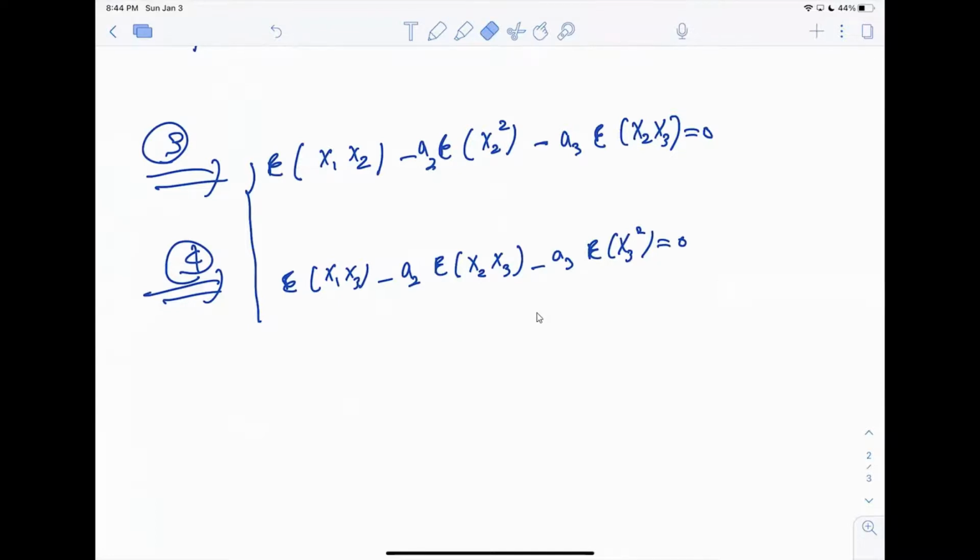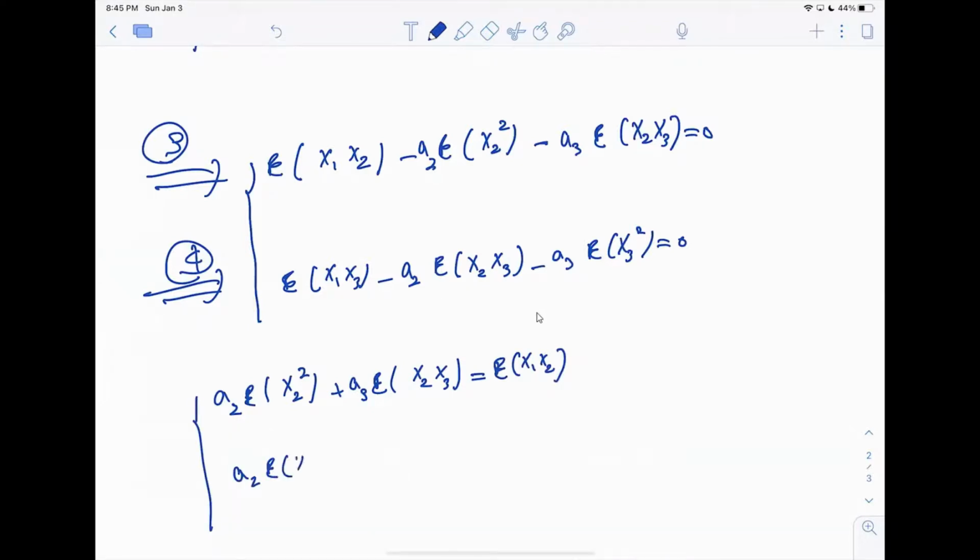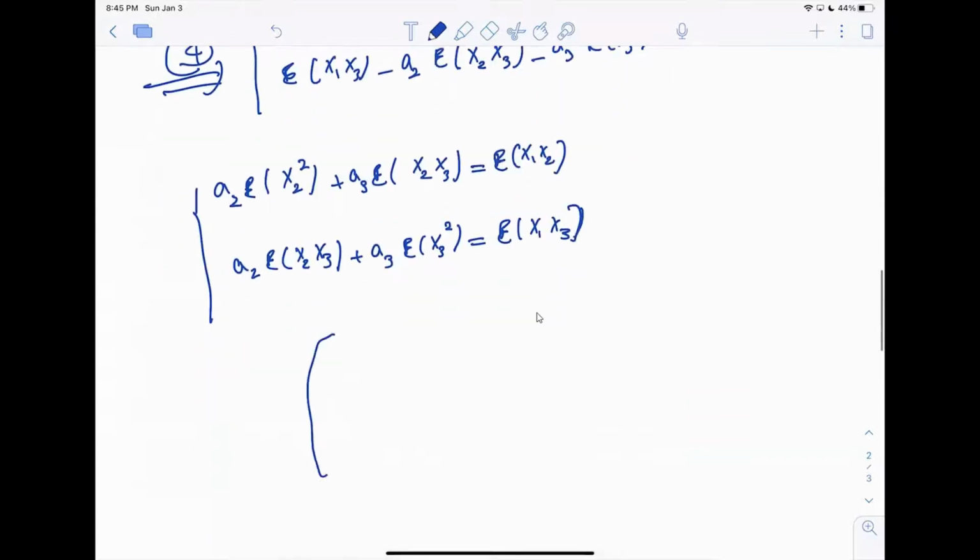Now you are capable of formulating your MMSE problem in 2 different ways. Let's expand on this problem a little further. We move the term that doesn't have a2 or a3 to the right-hand side, and then multiply everything by a negative sign to make everything positive. So you get a2 expected value of x2 square plus a3 expected value of x2 x3 is equal to expected value of x1 x2. Now here you get a2 expected value of x2 x3 plus a3 expected value of x3 square equal to expected value of x1 x3.